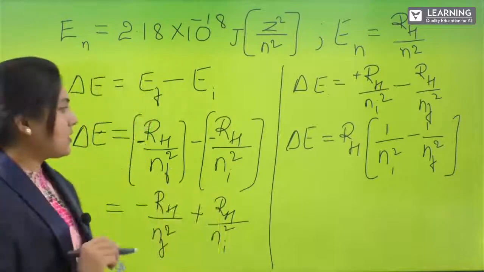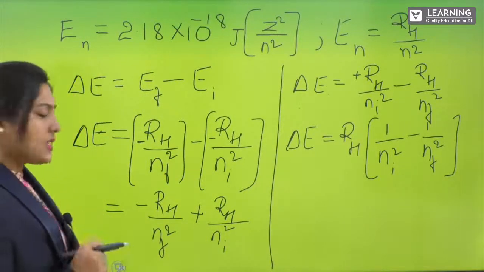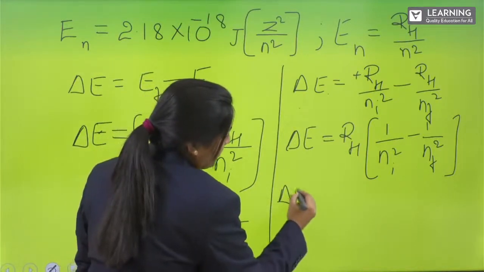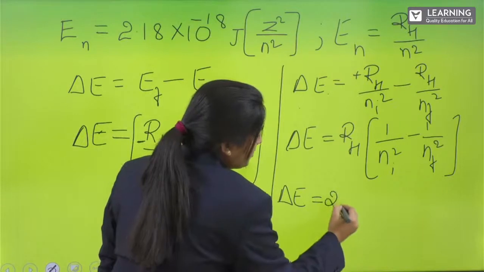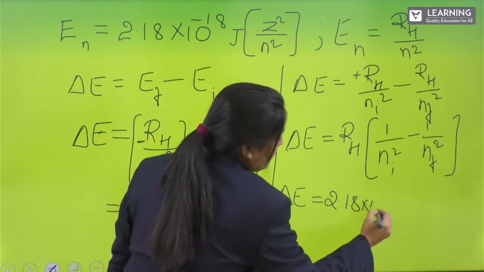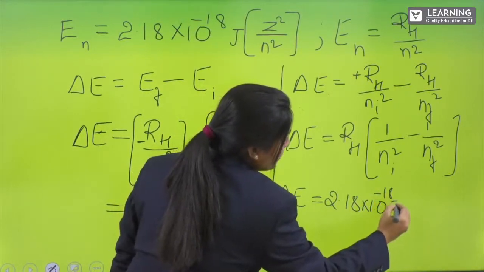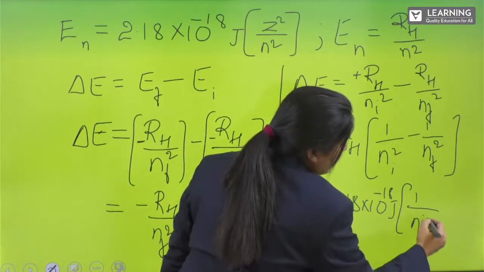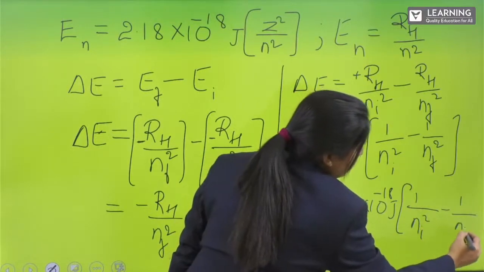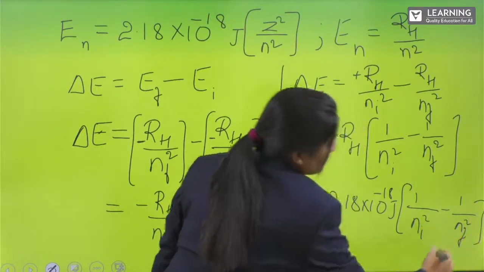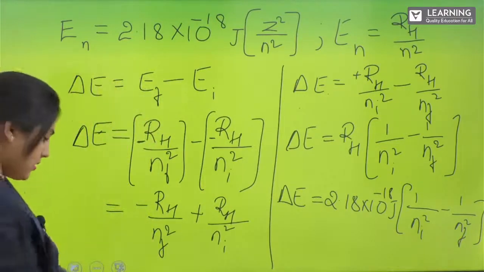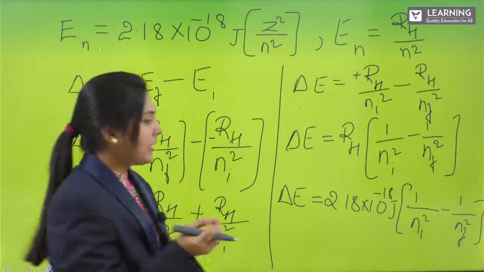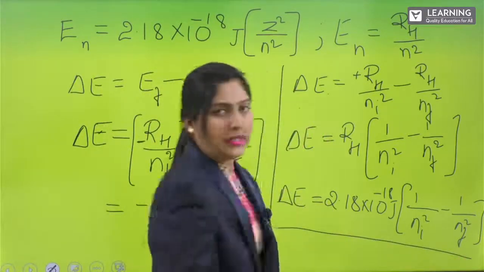So is it clear, students? Do you have any doubt with this? So what is the value of R here? As we know from the last slide, we have taken R is equal to 2.18 into 10 raised to minus 18 joules into 1 by Ni square minus 1 by NF square. Is it clear? Any doubts? So this is about the energy difference, which you can get from this formula.